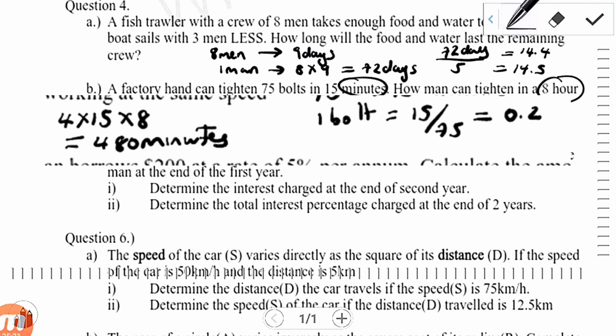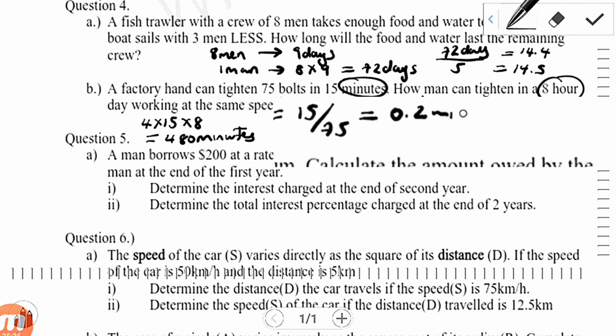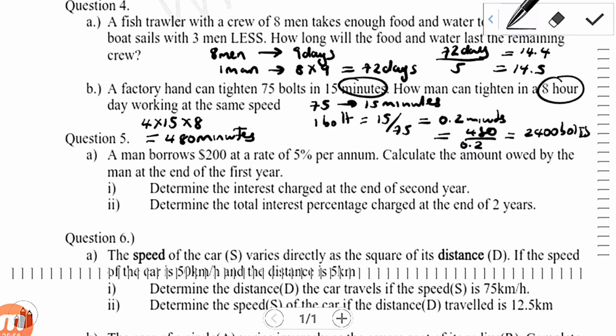480 minutes. Then, naturally, if I know that one bolt can be done in 0.2 minutes, all I have to do is divide 480 by 0.2, and you'll find that I get to tighten 2,400 bolts. All right, perfect. Beautiful application there of math concepts. All right, so that takes care of our direct and indirect proportionality questions.